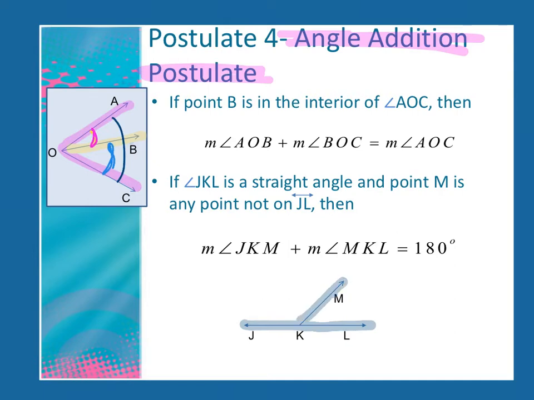So what this is telling you is that if I take a straight angle and divide it into two parts, the sum of those two parts has to be 180 degrees, because a line has 180 degrees, right? So no matter where I split it, I can take those two angles, add them together, and set it equal to 180.